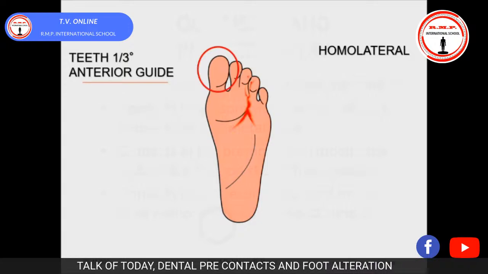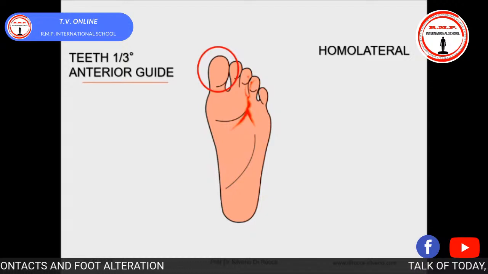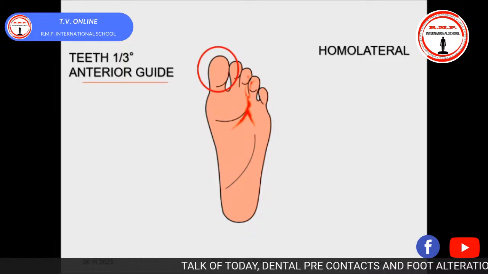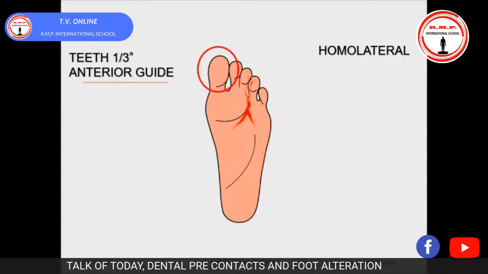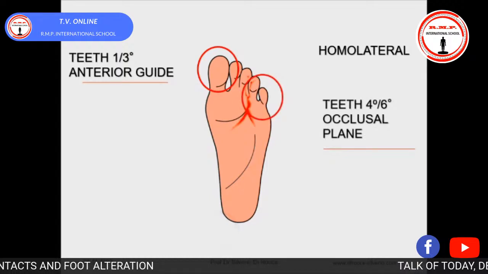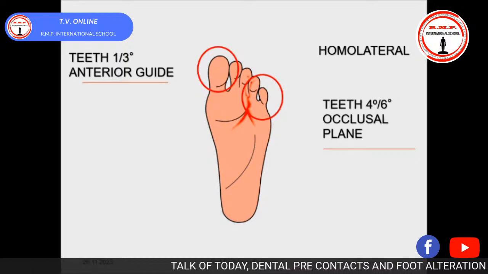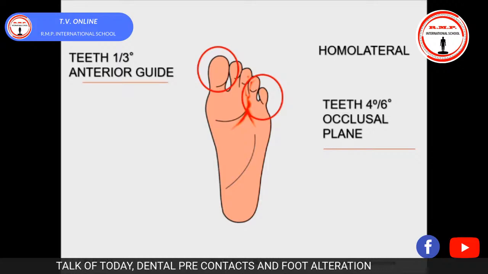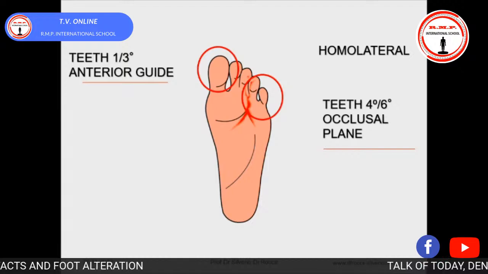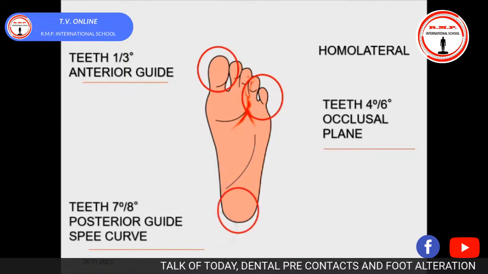The teeth between 1 and 3, that means anterior, we call that in dentistry anterior guide, between canine to canine. Any precontacts there reduce the load of the first metatarsus. The precontacts in the area we call the occlusal plane, between first premolar and first molar, we trim there. They reduce the load into the fifth metatarsus.